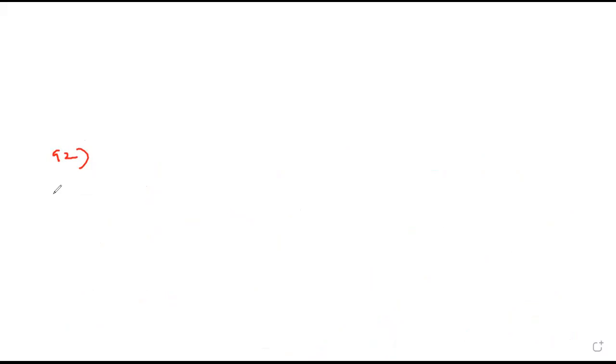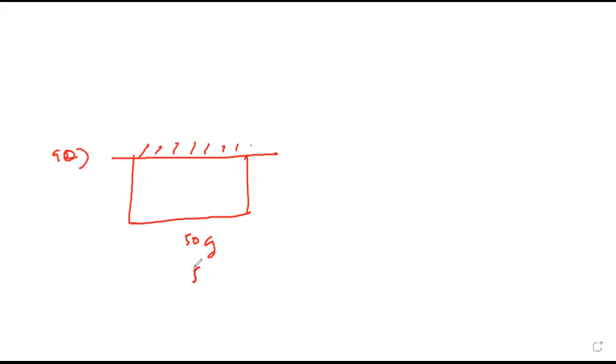Look at 90 first. A straight horizontal conducting wire of length 50 centimeter, mass 50 gram, is suspended by two vertical wires at each end.